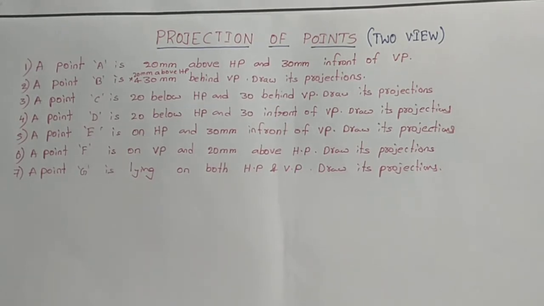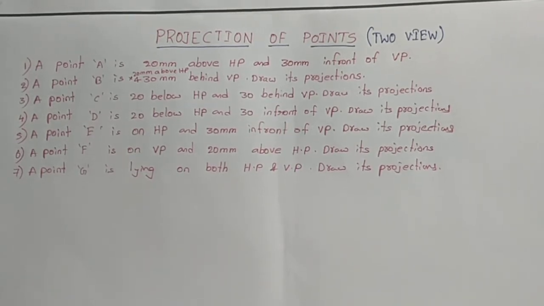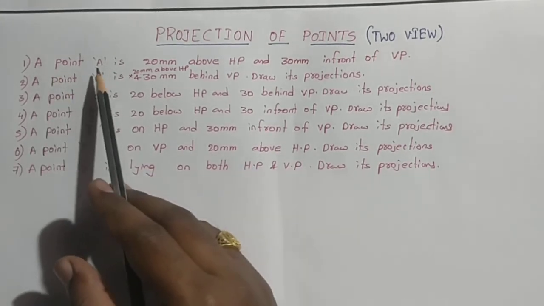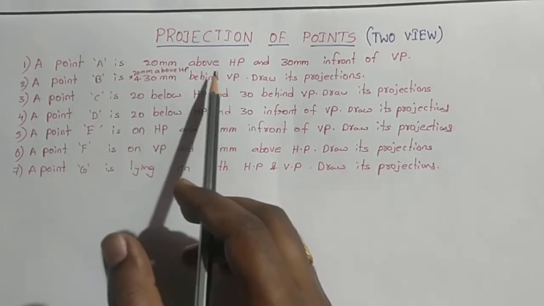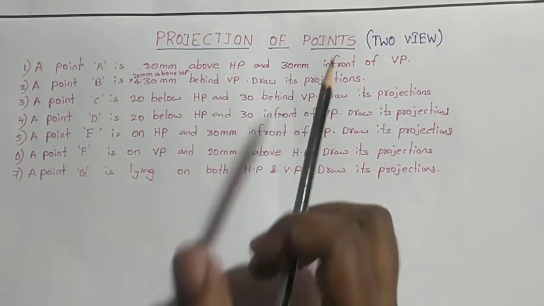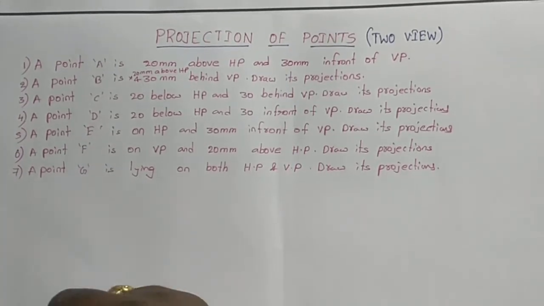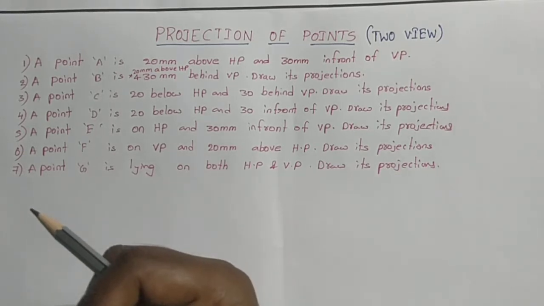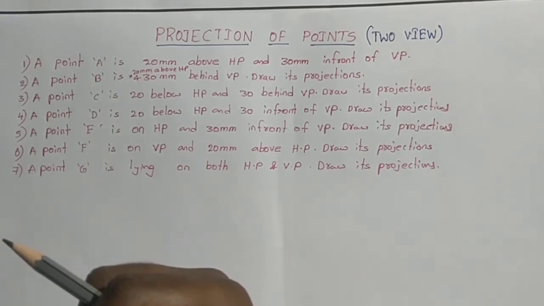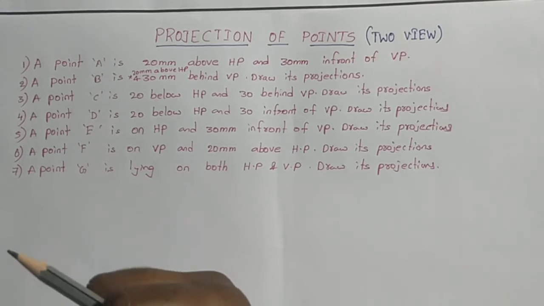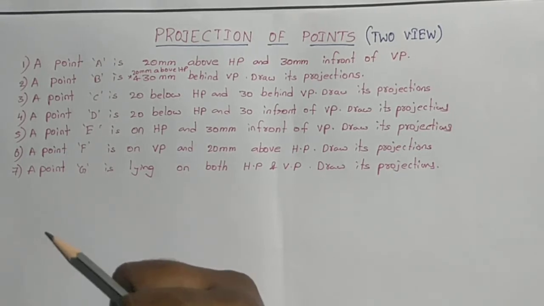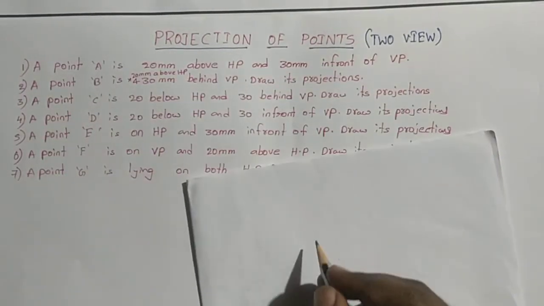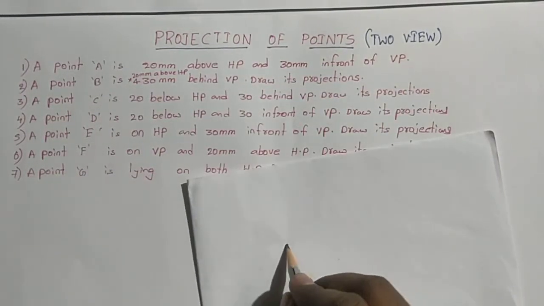Coming to 2-view projections. Here they have given that point A is 20 mm above HP and 30 mm in front of VP. First we need to identify the quadrant based on the given condition. I'm explaining, I'm drawing the quadrant diagram.